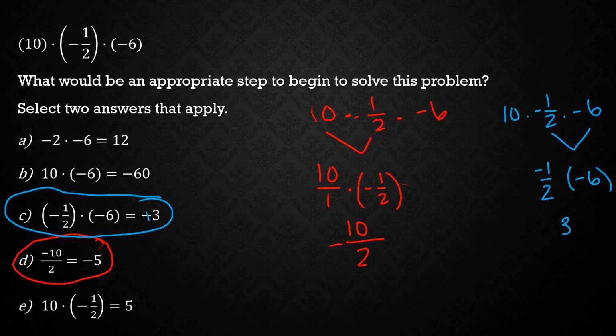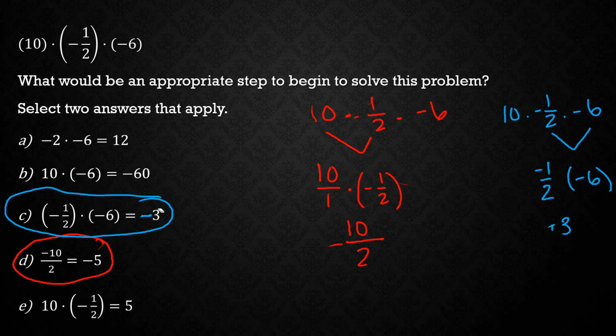This should be positive 3. I made a mistake when I was doing my answer key, so I apologize. This would be a positive 3. However, you do get the point here though. You are picking two different numbers to multiply.